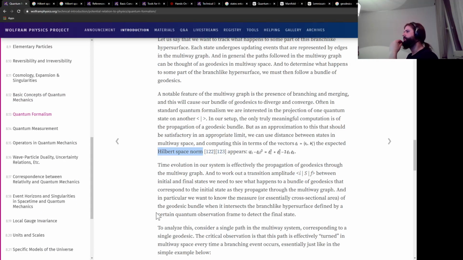Time evolution on our system is effectively the propagation of geodesics through the multi-way graph, and to work out a transition amplitude between initial and final states, we need to see what happens to a bundle of geodesics that correspond to the initial state as they propagate through the multi-way graph. We need to measure essentially cross-sectional areas.